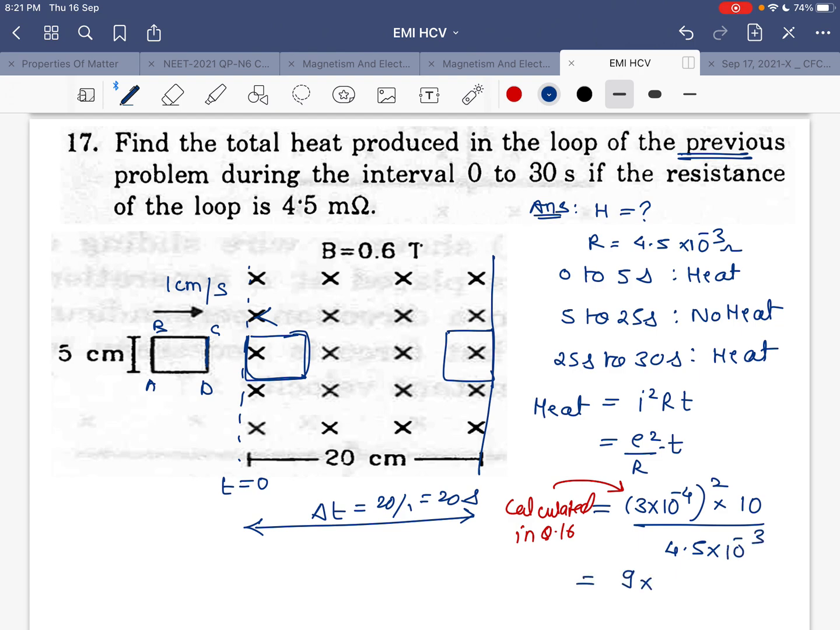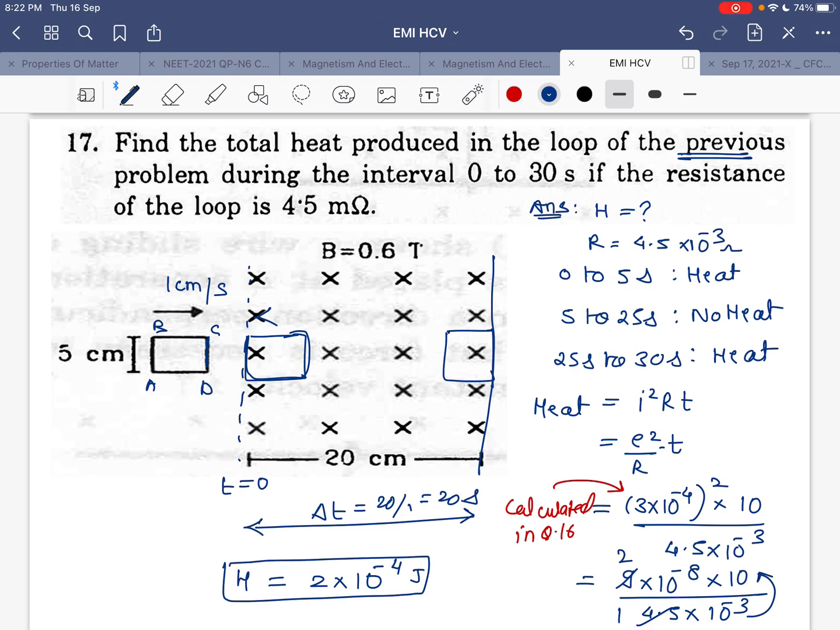So it will be 3 threes are 9, 10 raised to minus 8 into 10 upon 4.5 into 10 raised to minus 3. So 4.5 ones are 2, twos are 9. So the heat produced will be 2 into 10 to the power, this minus 3 going up will become plus 3, so it will be 10 raised to 4. Minus 8 plus 4 will be minus 4 joule. So 2 into 10 to the power minus 4 joule is the amount of heat being produced during this complete process. Thank you.